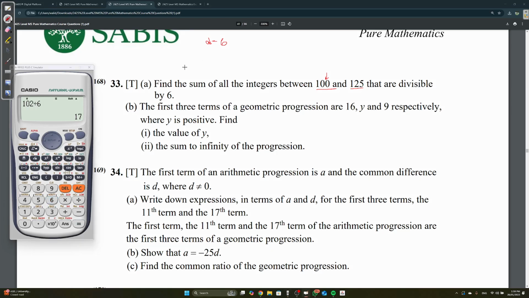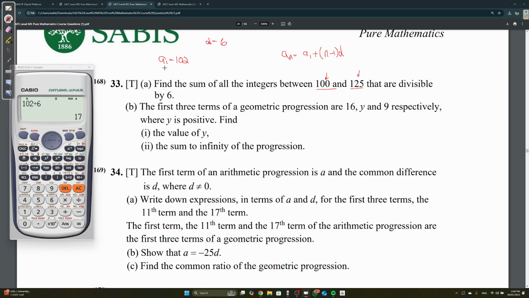So we're going to think of it like an arithmetic progression of numbers divisible by 6. The first number would be 102, and we keep adding 6. Since it's a very small bound, you can do it manually, but to do it in a proper way you need to know how to use the arithmetic progression. So we know a1, which we consider as 102. We're going until 125, so the number an should satisfy an equals a1 plus n minus 1 times d.